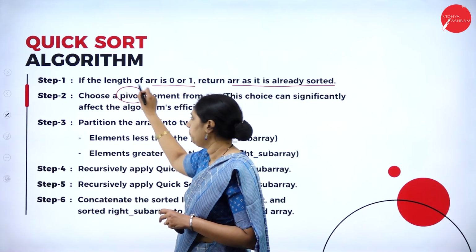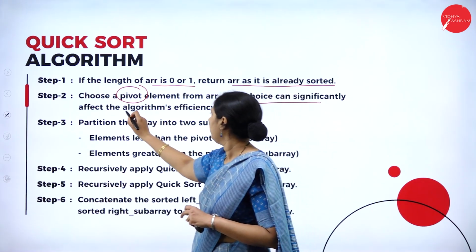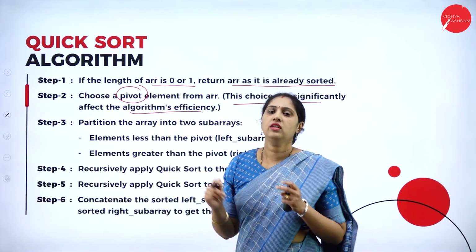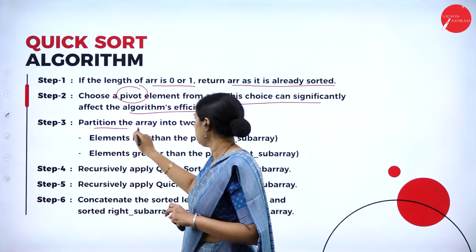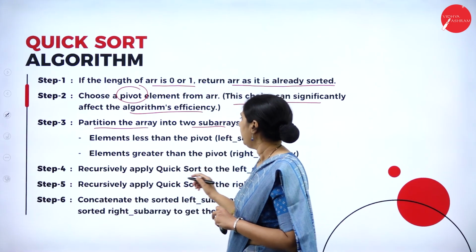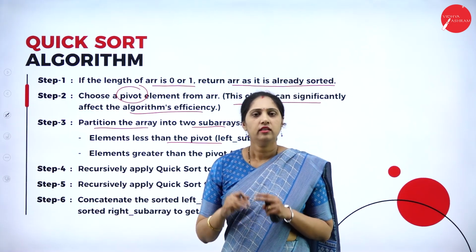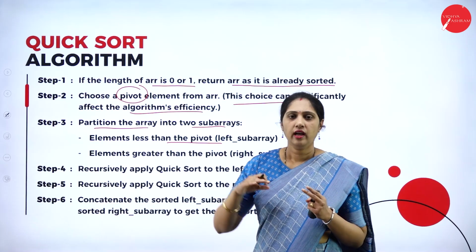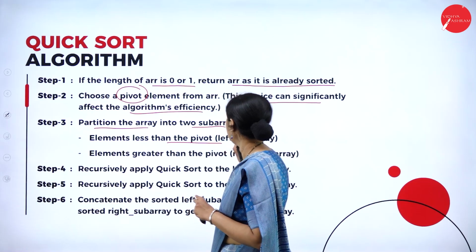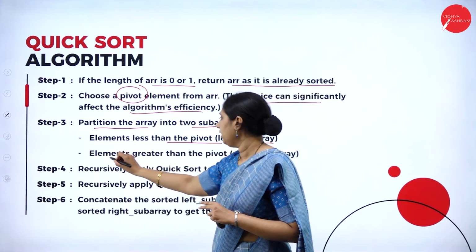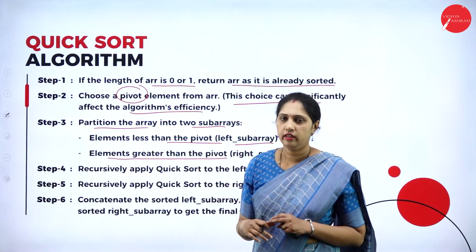Next, I have to choose my pivot element. How to choose? This choice can significantly affect the algorithm's efficiency. Usually in your textbook, our pivot is the first element. Next, partition the array into two subarrays. That is, elements should be less than the pivot. If I take a pivot, say 10, the left part should be less than 10, and the right part should be greater than 10. So elements less than the pivot form the left subarray, and elements greater than the pivot form what we call the right subarray. That is as simple as sorting.